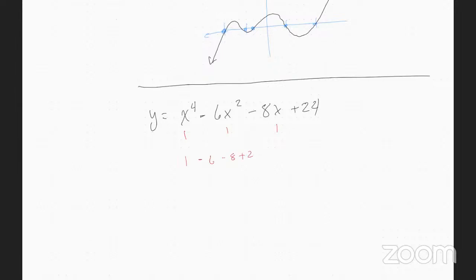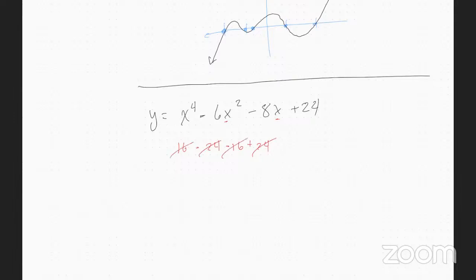Let's see if two works. If I plug in two, 2 to the fourth is 16. 2 squared is 4 times 6 is 24. 8 times 2 is negative 16. Plus 24. So the negatives and the positives outweigh each other: negative 24, positive 24, positive 16, negative 16. So that works. So 2 is one of my answers. See how I did that?